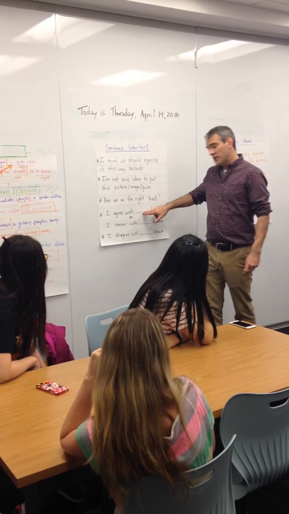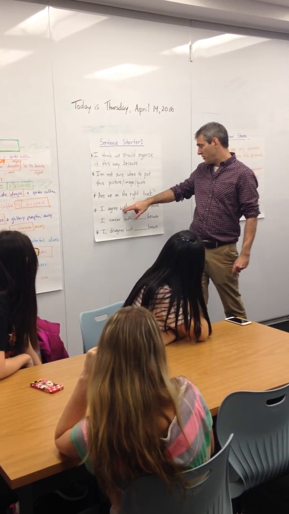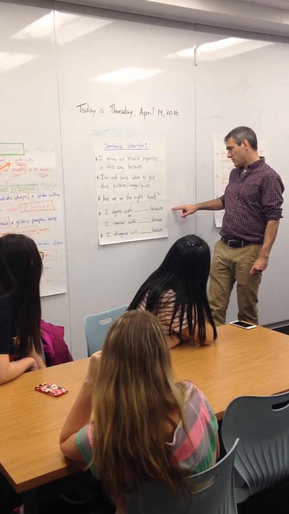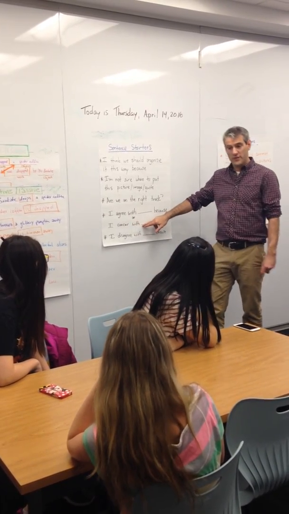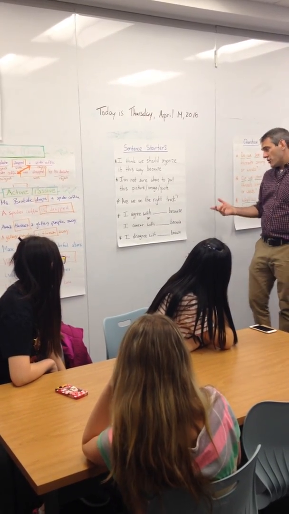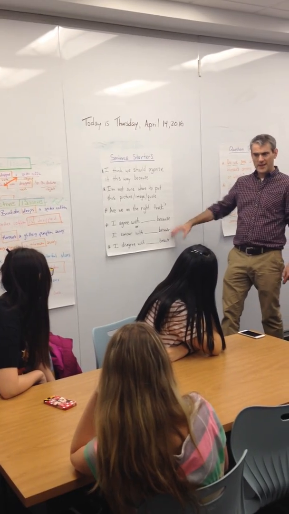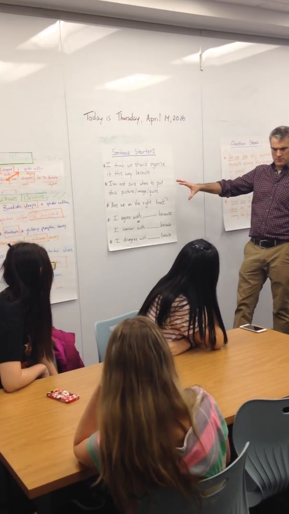I agree with blank, so that would be the person who you're working with. So for example, I agree with Amalia because, or I concur with Amalia because. Concur and agree mean the same thing. Or you could say, I disagree with whoever because. Any questions on what these words mean?